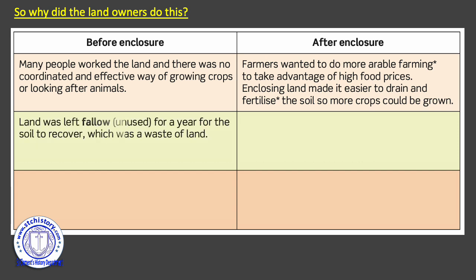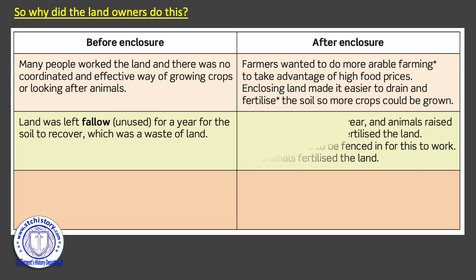So then also, before enclosure, the land was left fallow. For those of you that are interested in agriculture, basically what that means is when you have your crops one year, you have to leave that field empty the year after so it can recover and get all its nutrients back. That means you've got a big old piece of land that has nothing happening on it, especially when people are hungry. That's a waste, isn't it?